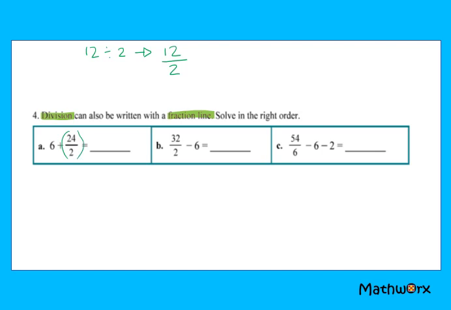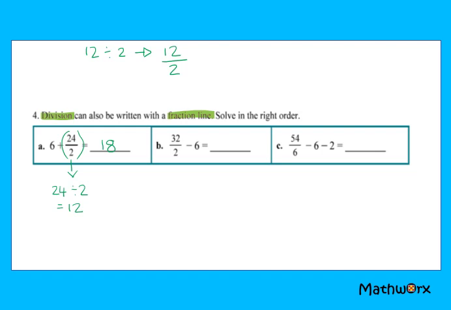Okay, so now if we have a look at A, we have a fraction sign right there in between my brackets. So if we have to write that out, we can go 24 divided by 2, which gives me 12. And then we have the 6 plus the 12, which gives me 18. Okay, guys, pause the video, try do B and C by yourself, and then play the video again to get the answers.